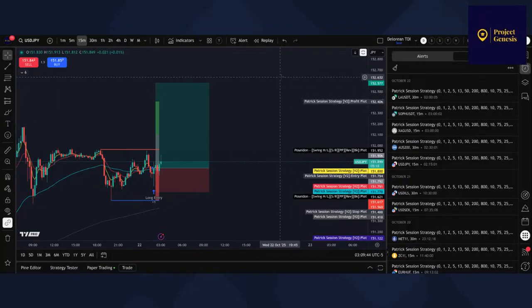It's 3:09 a.m. Central Standard Time. Our next opportunity in the market, just over 5 minutes at 3:15 a.m. Central Standard Time.